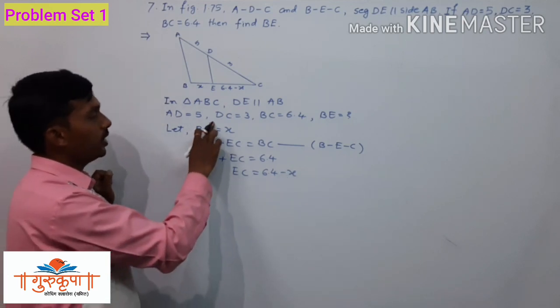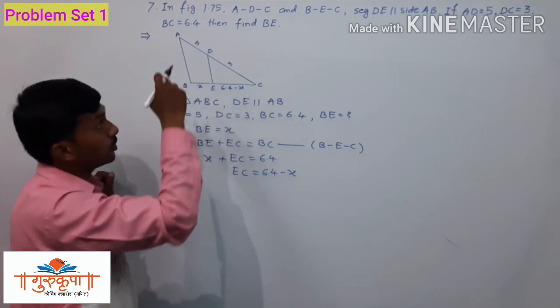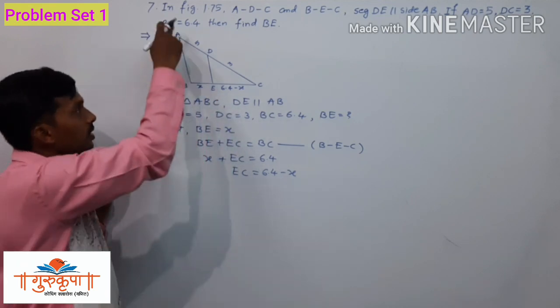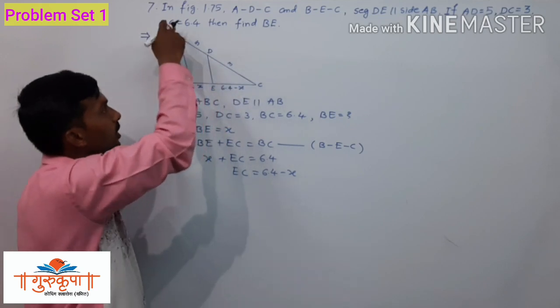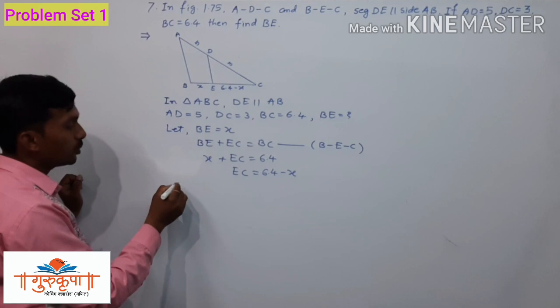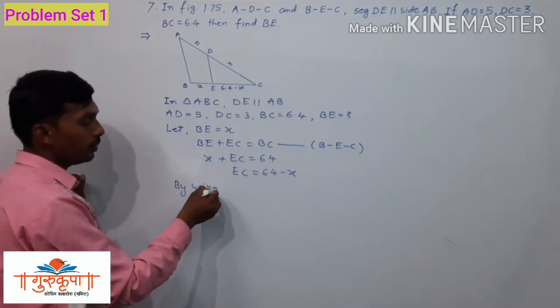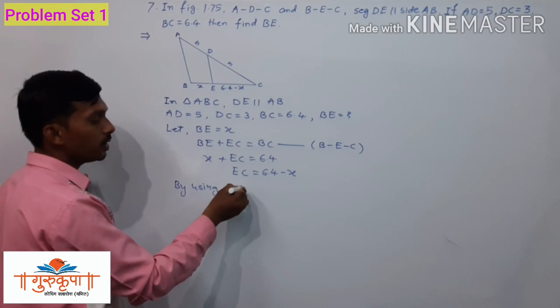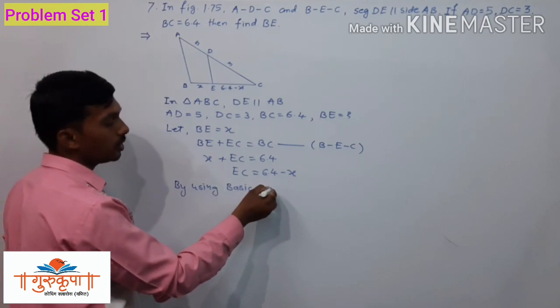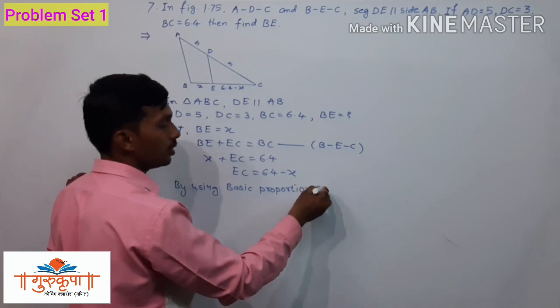Actually we have to find BE, that is the value of X. Now we have to use the basic proportionality theorem. In this triangle ABC, DE is parallel to AB, that is the given information. So by using the basic proportionality theorem, it is also known as Thales theorem.